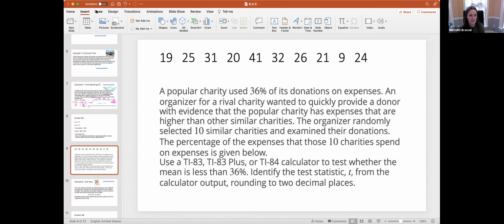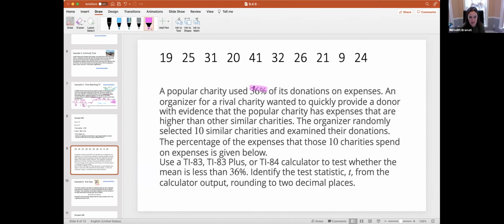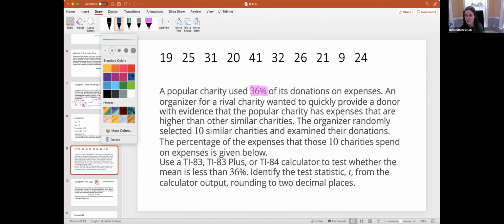Other side note about this one. This 36%, right? I know I've told you to convert the percent to a decimal, but in this instance, you do not. This is the one time that is the exception-ish to the rule. The reason is because the sample is not in decimal form, right? The sample data is the whole percents. So when you work this problem or anything similar to it in the homework, you would not convert it to 0.36. You would leave it as 36.